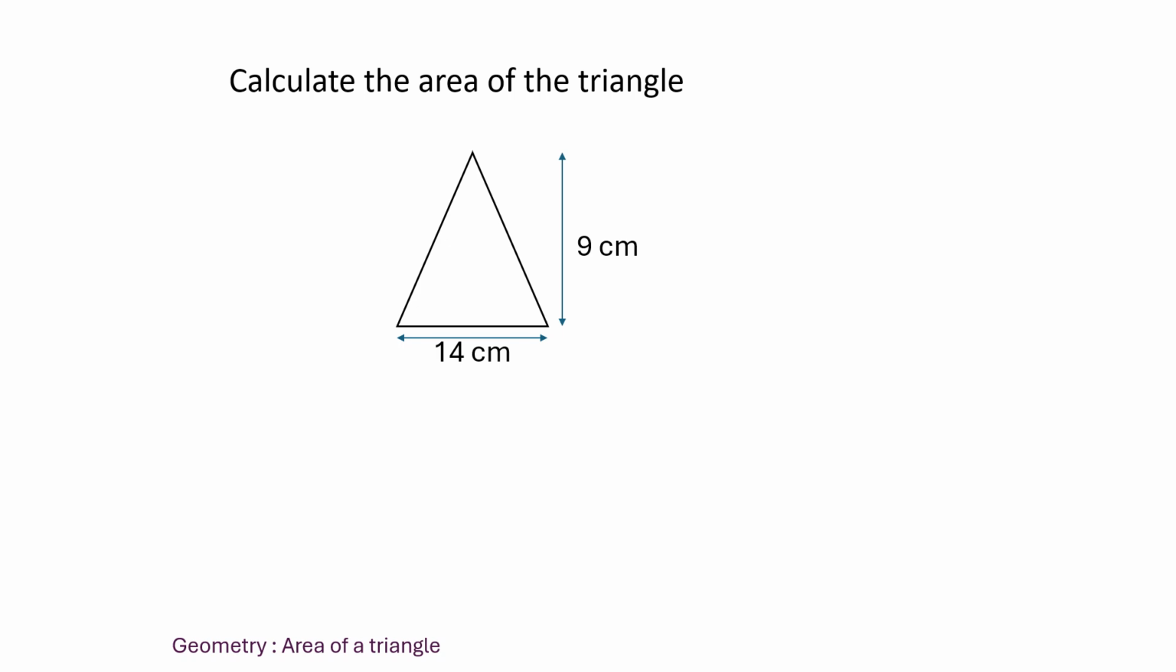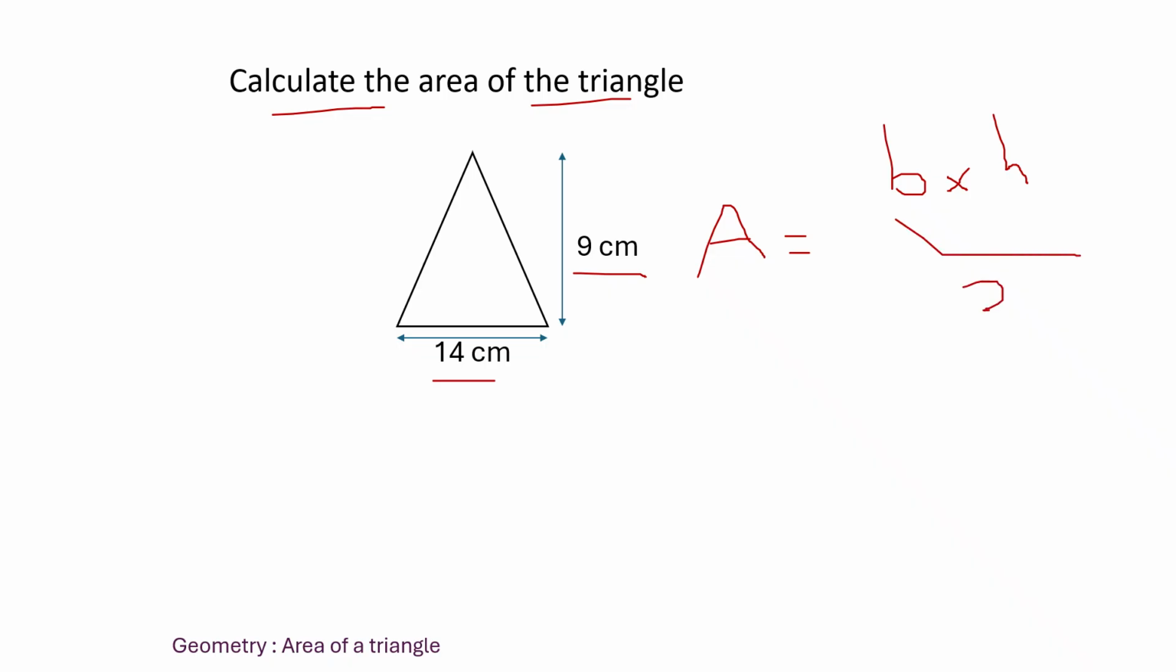In this video, I will explain to you how we work out the area of a triangle. So to calculate the area of the triangle, we've got a base length of 14 centimeters and a vertical height, a perpendicular height, of 9 centimeters. The area, guys, is going to equal the base times the height, all divided by 2.